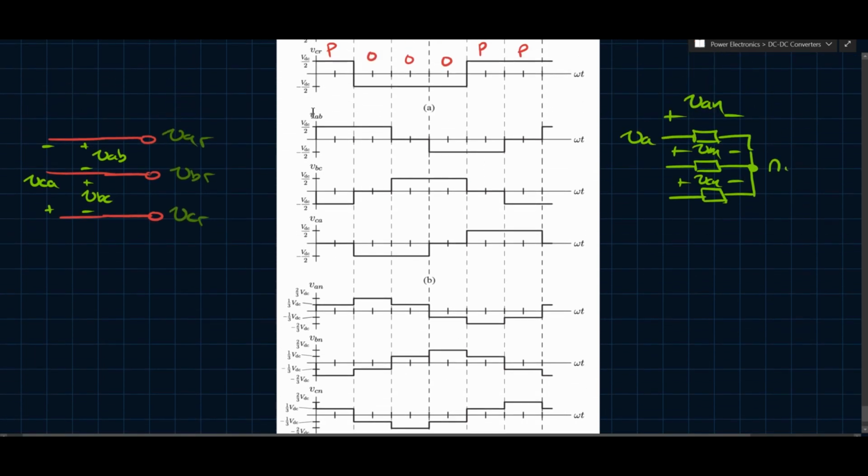So you would have voltages that look something like this. And if you were to simulate this circuit in Simulink or something like that, you would end up with waveforms that look something like this.